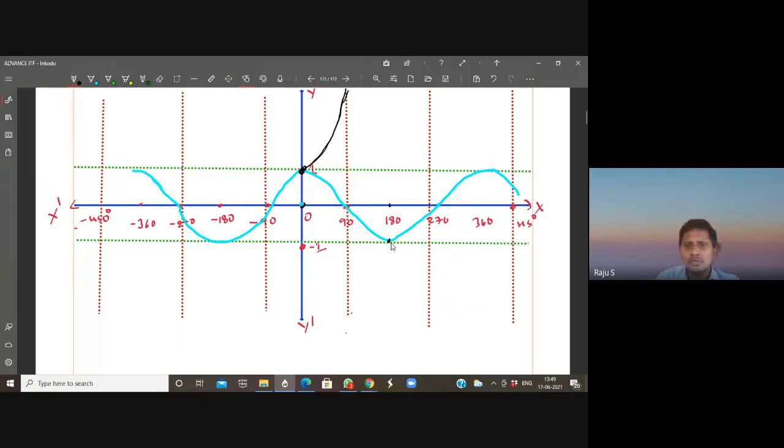I want to say some shortcut. After that I'll tell you the shortcut for how to draw it. If you draw the cos, secant will be very easy to draw. Okay, right. Now here actually it is negative and secant 180 becomes minus 1.